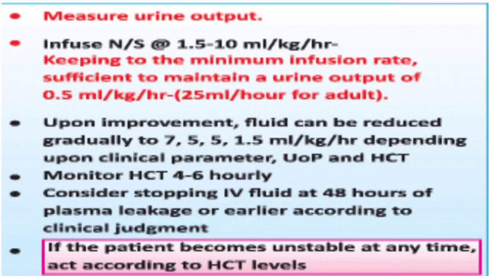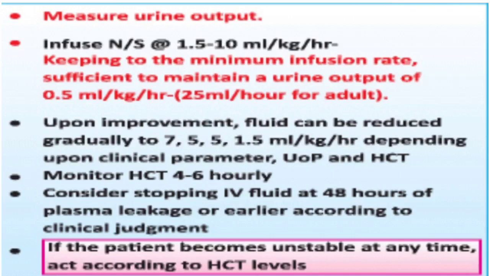So infuse normal saline at 1.5 to 10 ml per kg per hour, keeping to the minimum infusion rate sufficient to maintain the urine output of 0.5 ml per kg per hour. The important thing for us during fluid infusion is that urine output should be maintained. Upon improvement, fluids can be reduced gradually to 1.5 ml per kg per hour depending upon the clinical parameters: urine output, hematocrit.